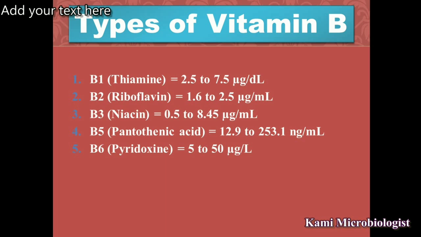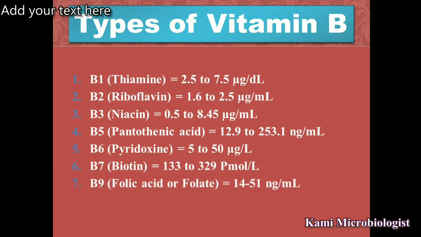Then we have vitamin B6, pyridoxine, with a normal range of 5 to 50 microgram per liter. We have vitamin B7, also called biotin, with a normal range of 133 to 329 picomole per liter. Then we have vitamin B9, also called folic acid or folate, with a normal range of 14 to 51 nanogram per milliliter in infants. Finally we have vitamin B12, also called cobalamin, with a normal range of 160 to 950 picogram per milliliter.